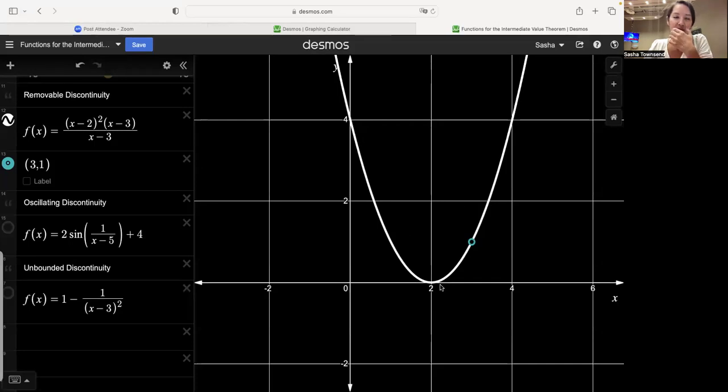So this is the first example that we looked at. We were asked to see if the intermediate value theorem could be used to show that f of x equals 1 had a solution. And we said we have a problem here at x equals 3, we've got a removable discontinuity, but we can show that the equation f of x equals 1 has a solution using the intermediate value theorem, as long as we choose an interval that includes x equals 1, and that interval does not include the point of discontinuity. So there's an example of a removable discontinuity.